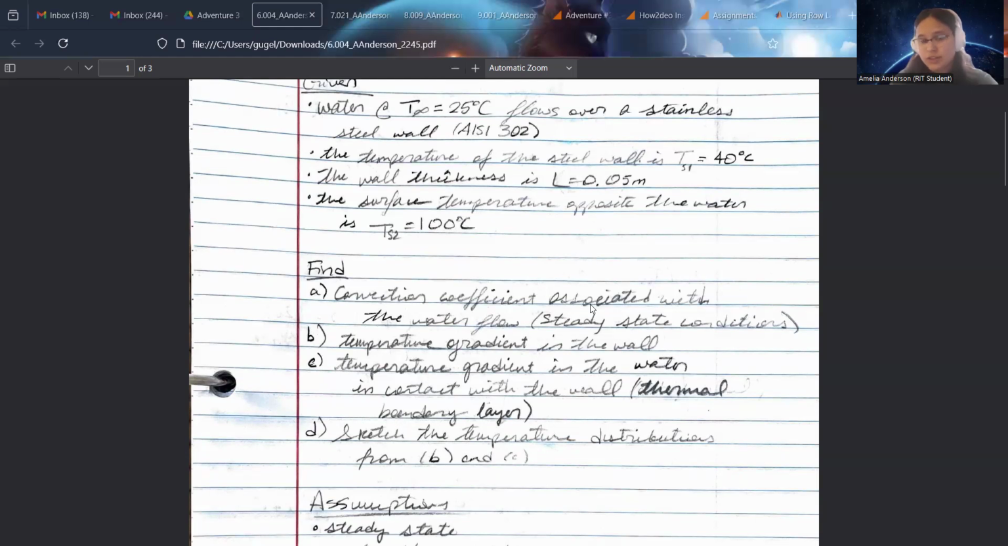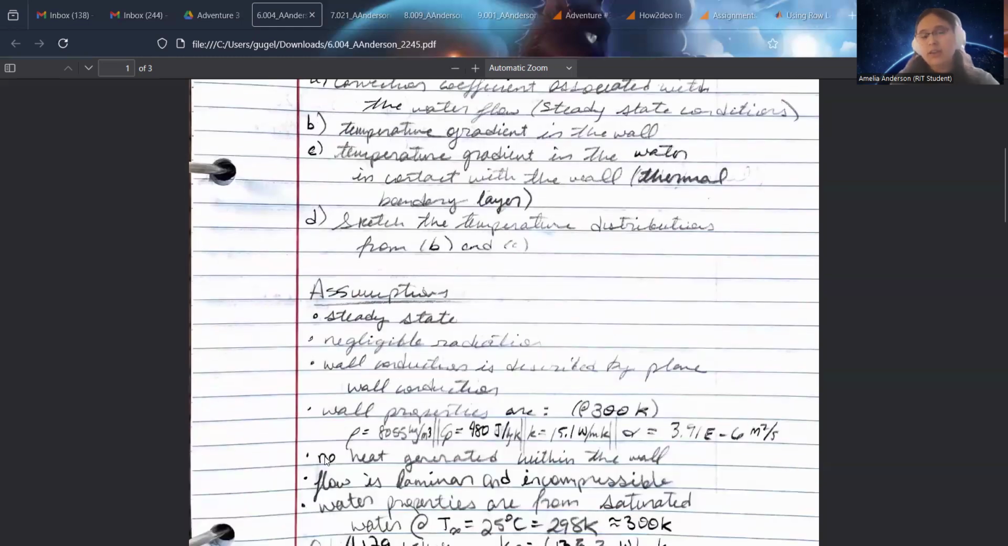What we're trying to find is a convection coefficient associated with the water flow under steady state conditions. So it's not a transient system. We're trying to find the temperature gradient in the wall. We're trying to find the temperature gradient in the water that is in contact with the wall, which is the thermal boundary layer. And we also need to sketch those temperature distributions from B and C.